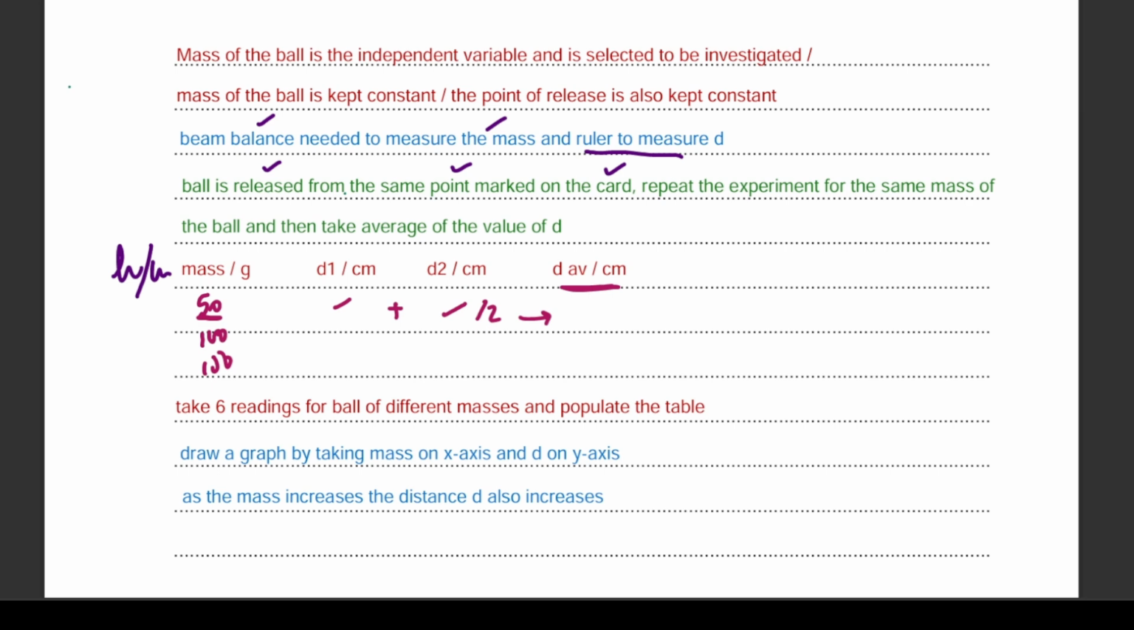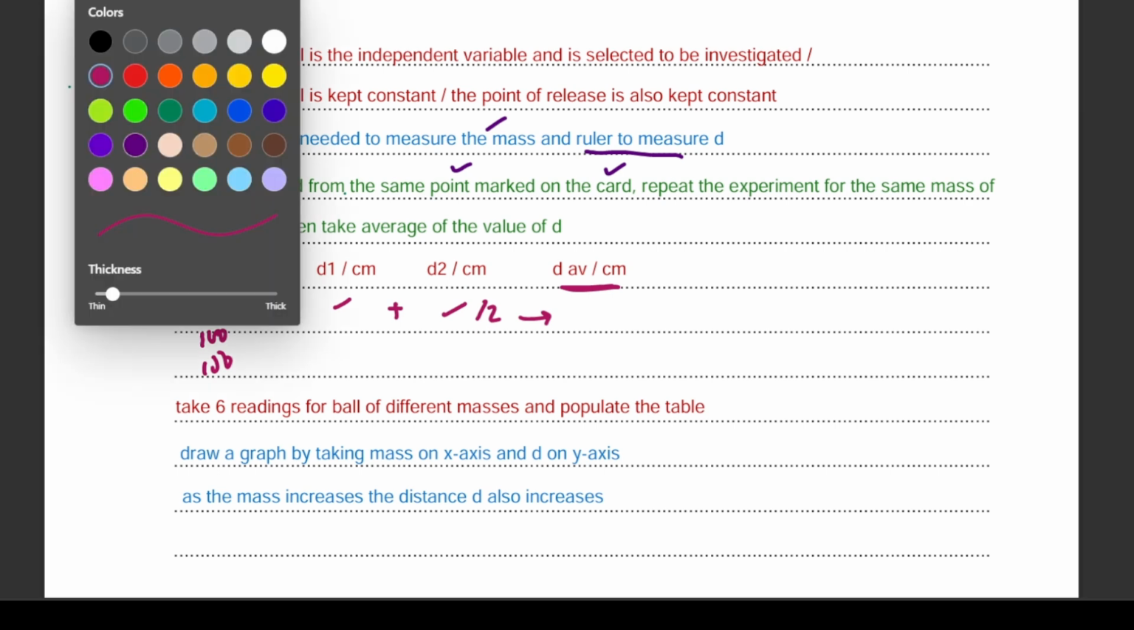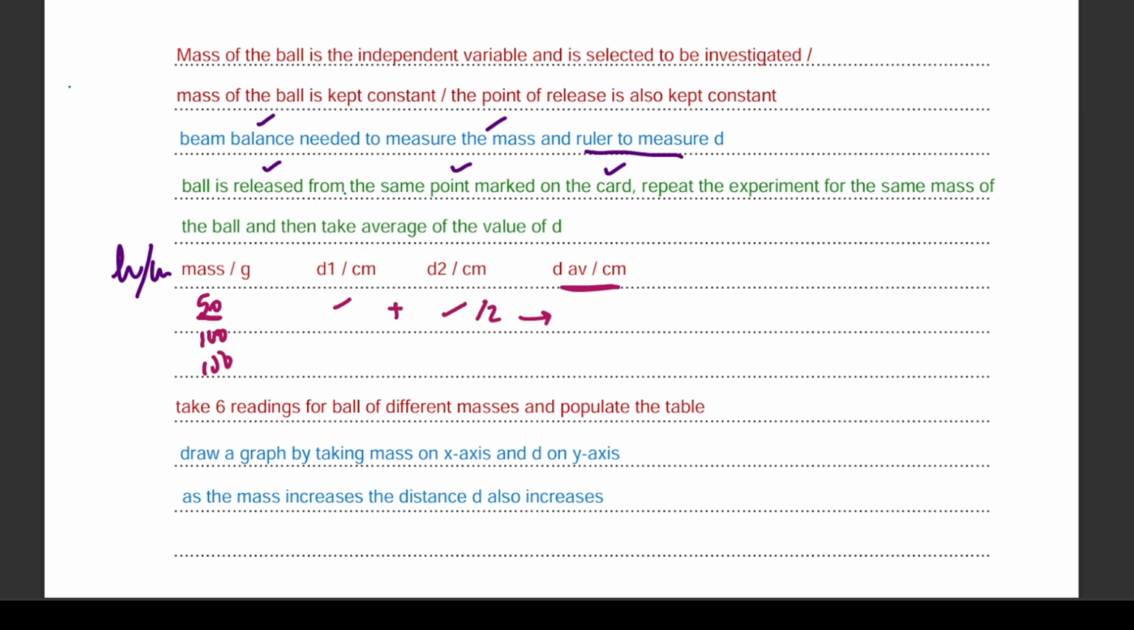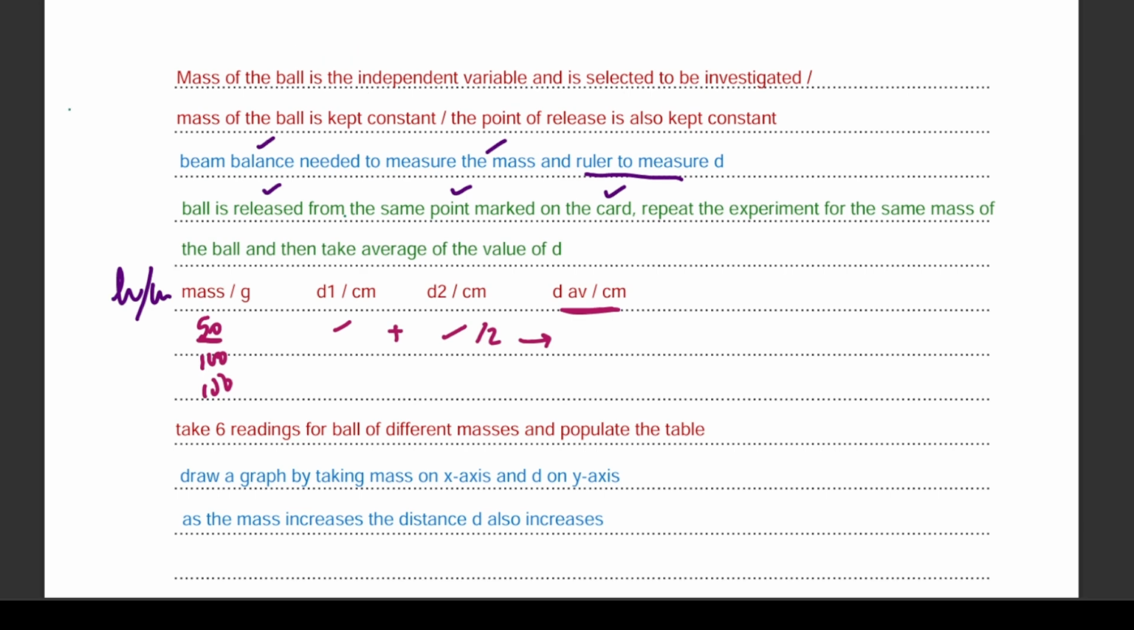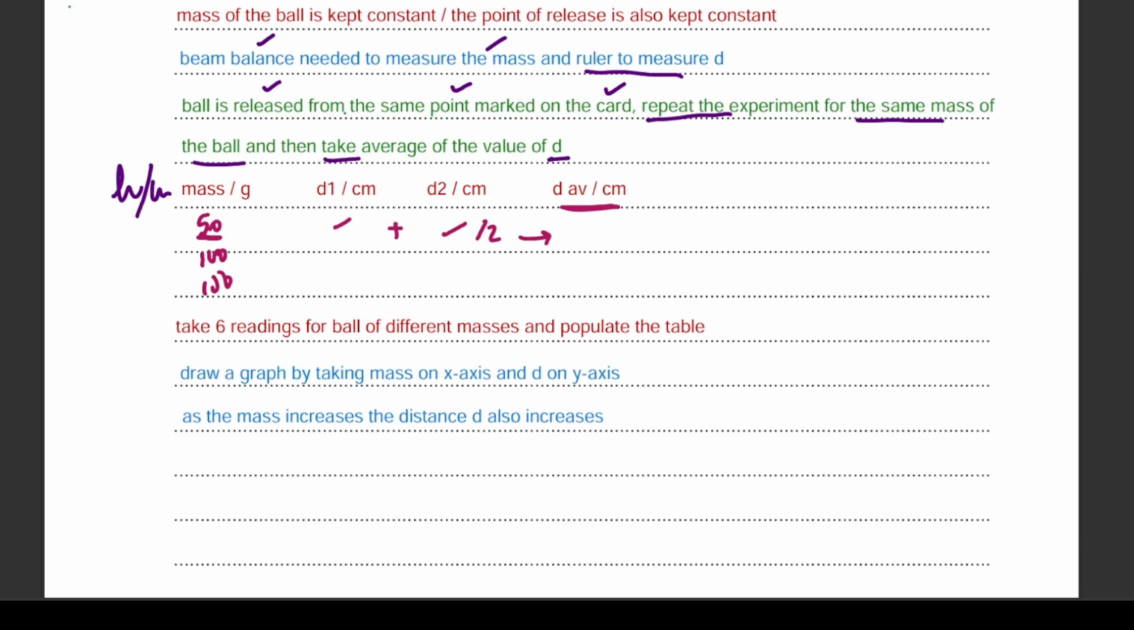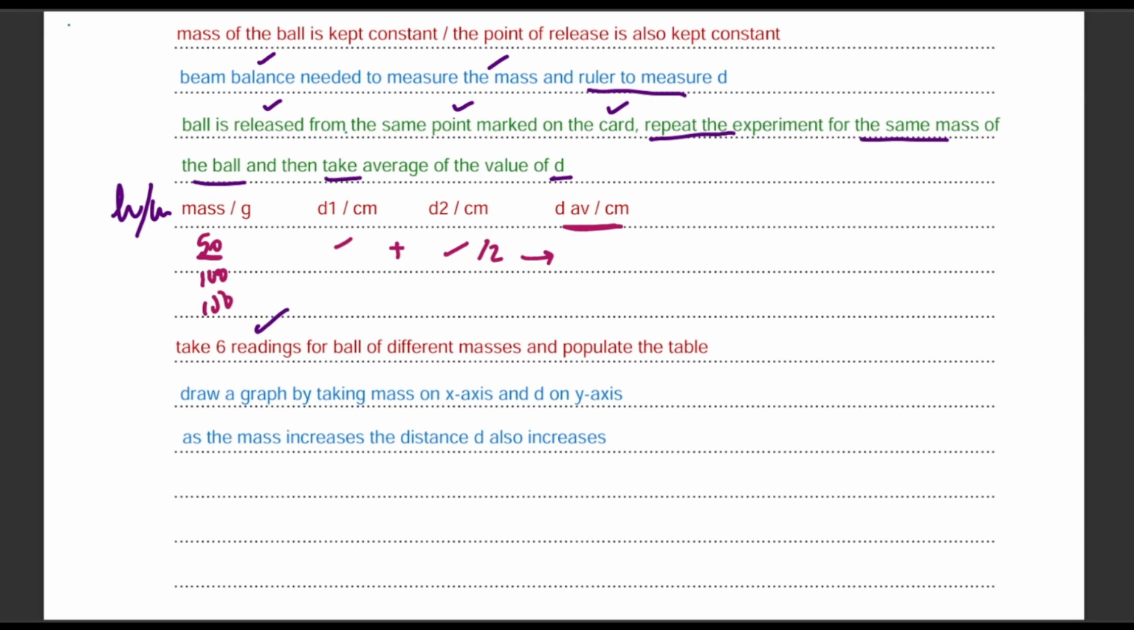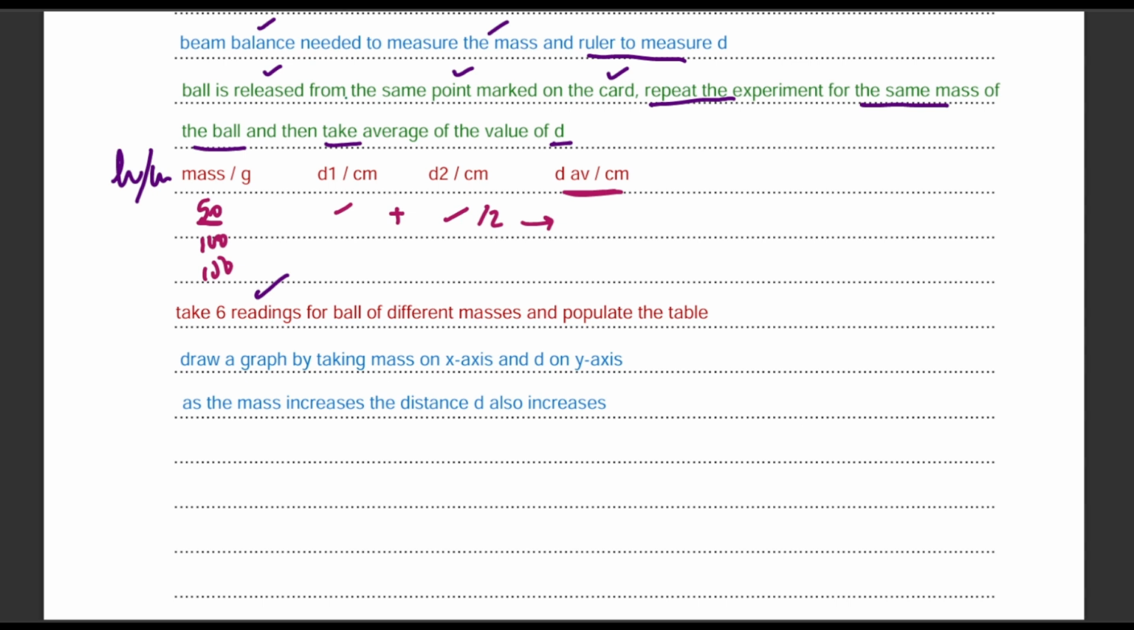This is that added detail that the examiner is expecting that you would add in light of improving the accuracy of the experiment. Don't just say repeat and average. Always tell the examiner, what are you repeating? So I'm repeating the experiment for the same mass of the ball, and then I take the average of the value of D, or you can say the distance traveled by the object. And then taking 6 readings for different masses and populate the table, of course.